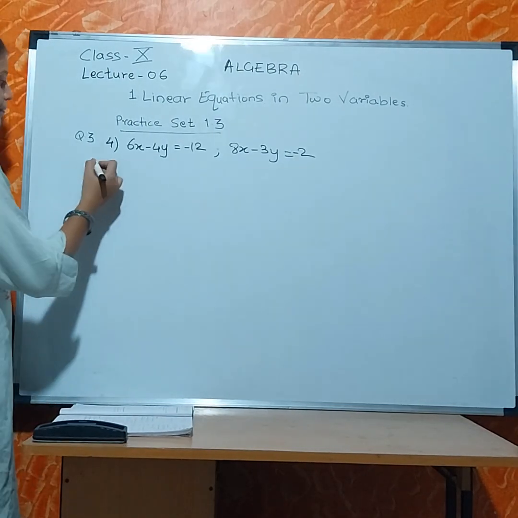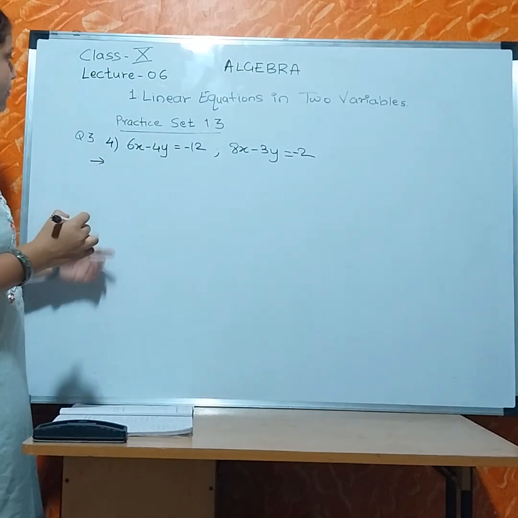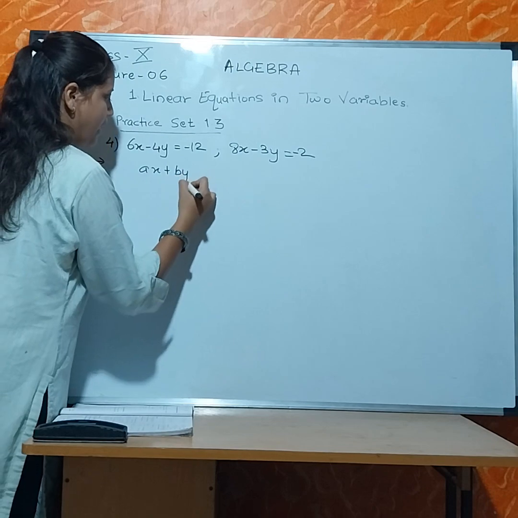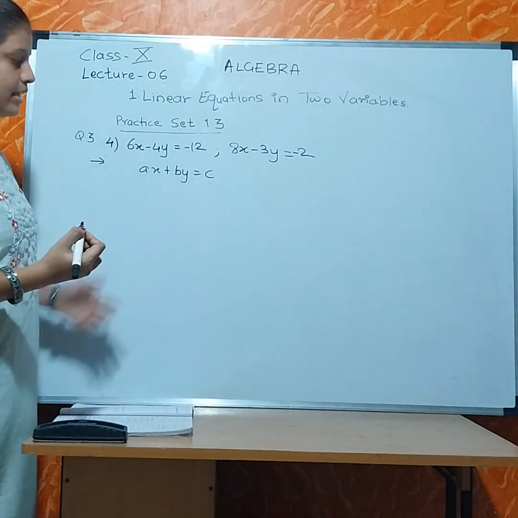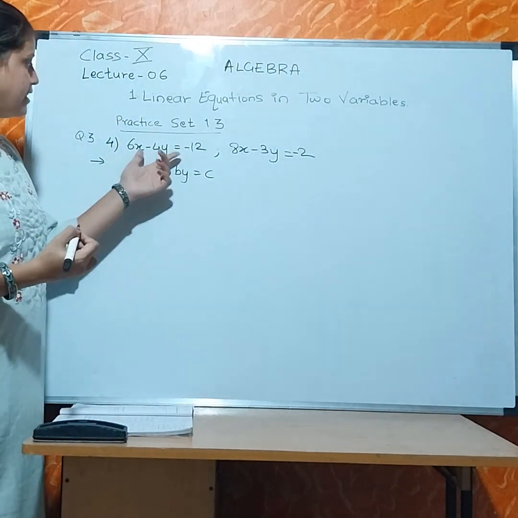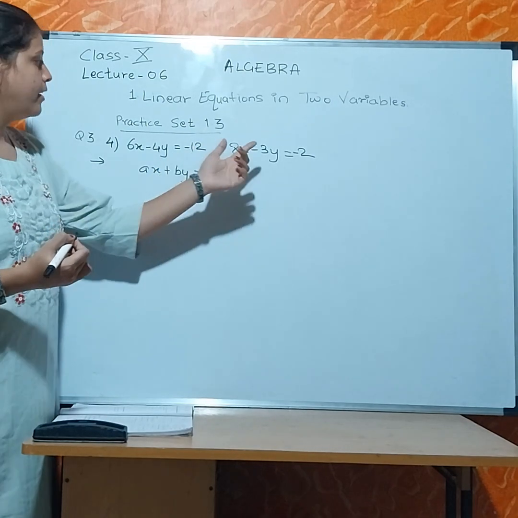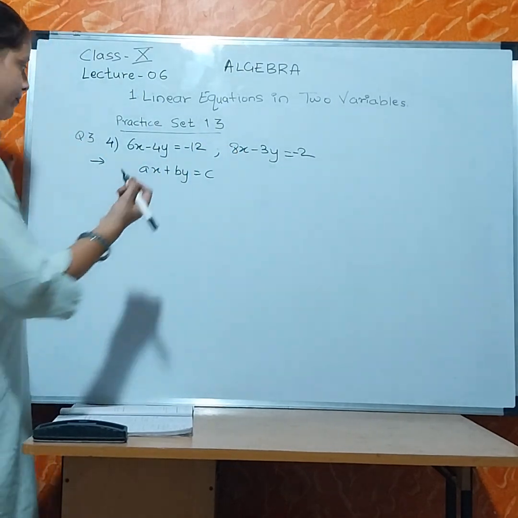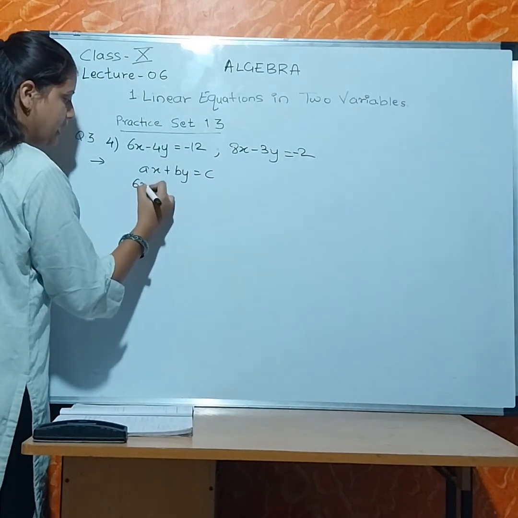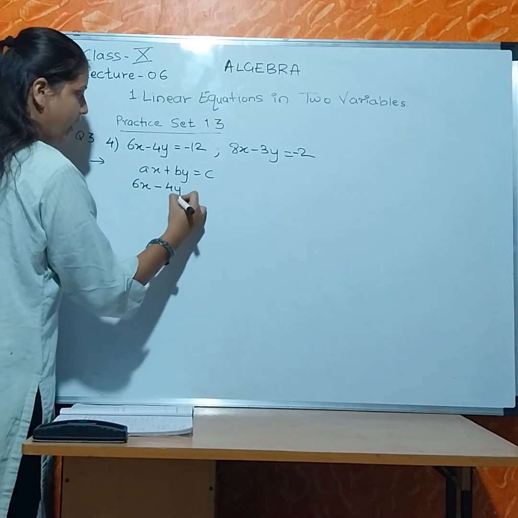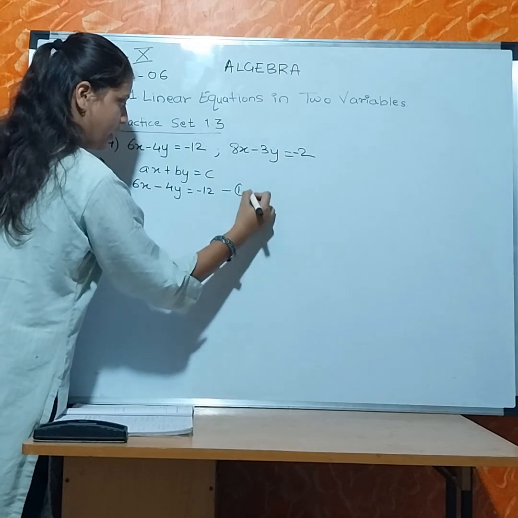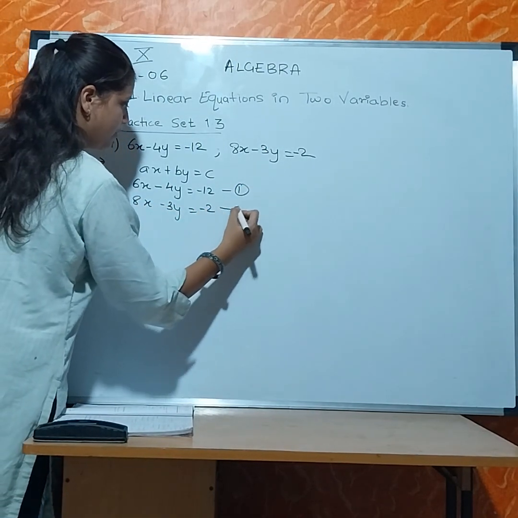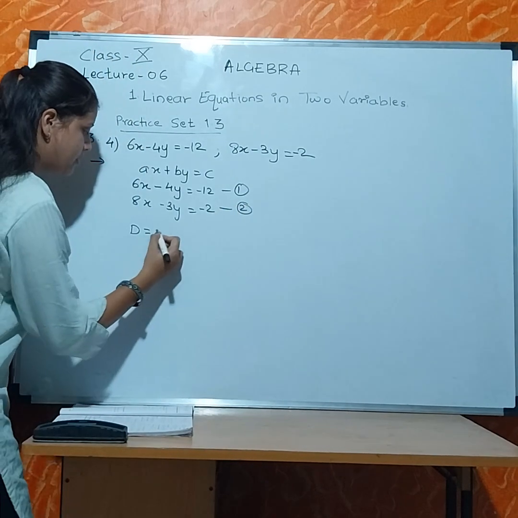Understood? Okay. Now next, question number 4. First, see the equations are in the general form, ax plus by is equal to c. Is the first step clear? 6x minus 4y is equal to minus 12. 8x minus 3y is equal to minus 2. These both equations are in the general form. So we will write the equations one by one. 6x minus 4y is equal to minus 12, equation 1. 8x minus 3y is equal to minus 2, equation 2.